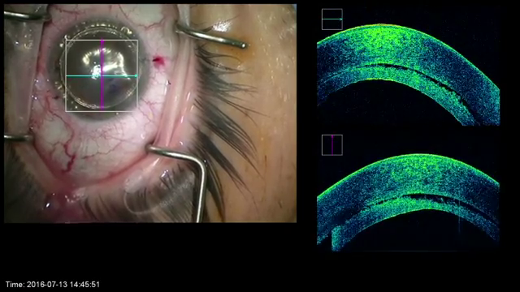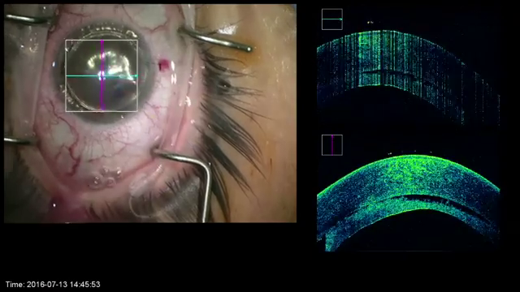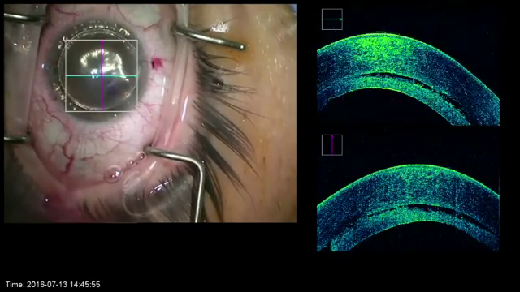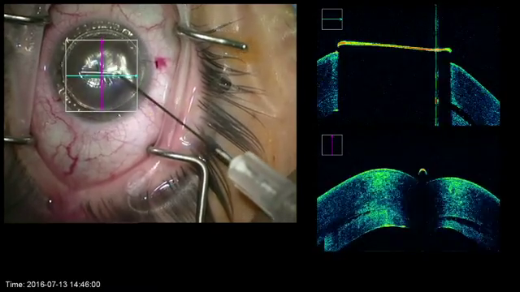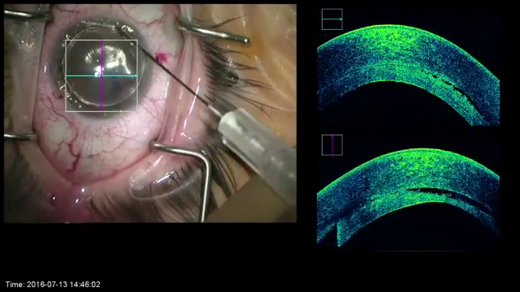This has convinced me to use a sweeping technique with a 30 gauge cannula on all of my DSAEK procedures, even when I operate in a location where the OCT is not available. There are many instruments that can be used to achieve a similar result besides a cannula.